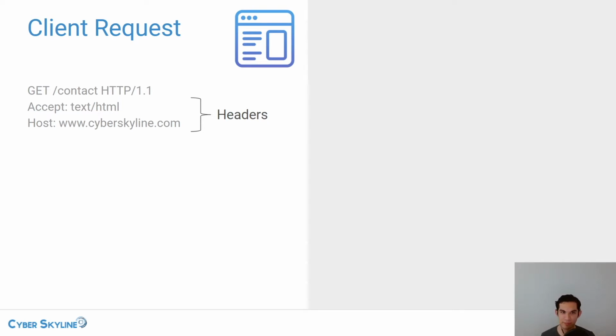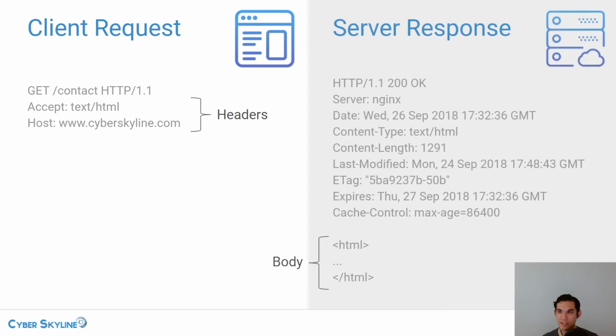Maybe it's specifically an HTML file, and then it will actually send that HTML file back to the browser. And that happens in the response. And you can see here, this is an example server response. At the top, you have the protocol version. You have a status code. 200 means okay. There are a bunch of different other status codes.